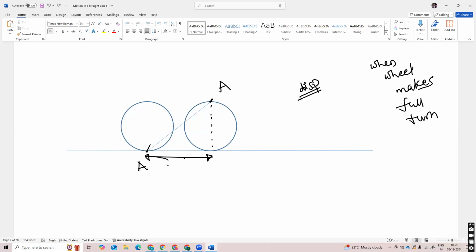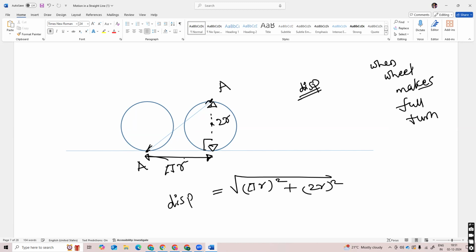So this distance is pi r. And you know that the diameter of this wheel or circle is 2 times r. So again, this has become a right angle triangle. Using Pythagoras theorem, you can find the displacement of point A, which is the shortest distance between these two points, the bottom point to the top point. It can be given as the square root of (pi r) square plus (2r) square. So this is the displacement of point A when the wheel makes a half turn.